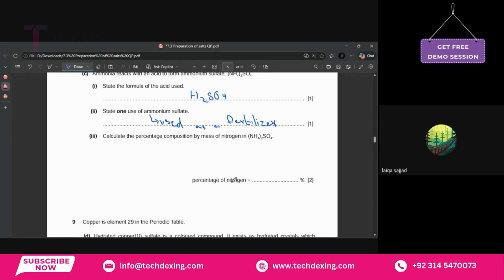Calculate the percentage composition by mass of nitrogen in ammonium sulfate. How do we find the percentage composition? First, you have to calculate the molar mass. What would be its molar mass?